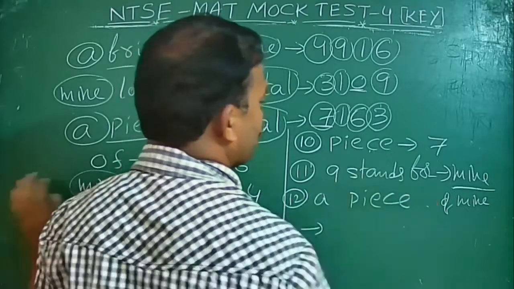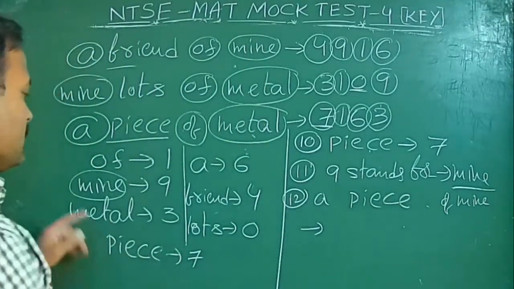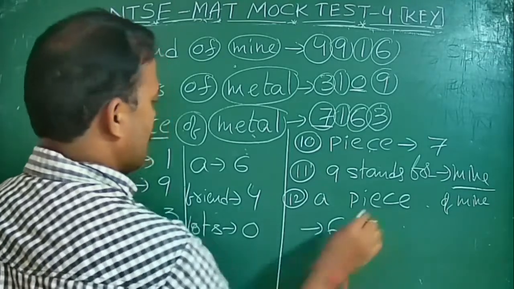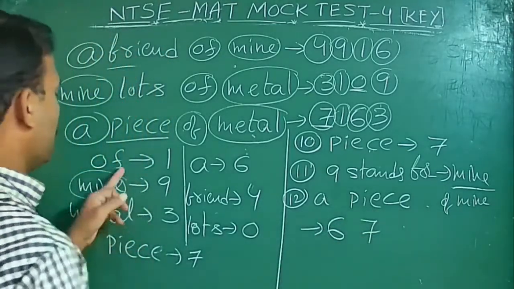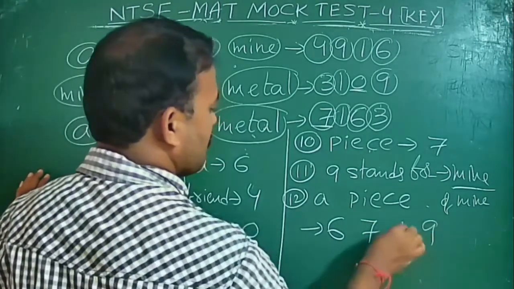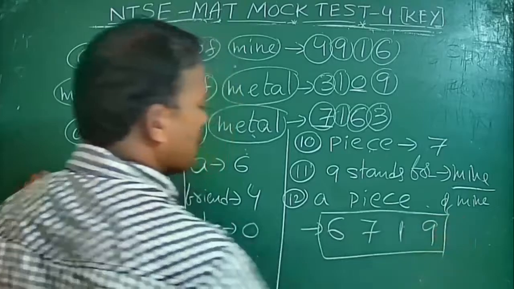A piece of mind. Okay. A piece of mind, what is the A code? A code is 6, piece code is 7 and off. Where is off? Off is 1 only. Mine is nothing but 9 only, right? So this is the 12th one answer.